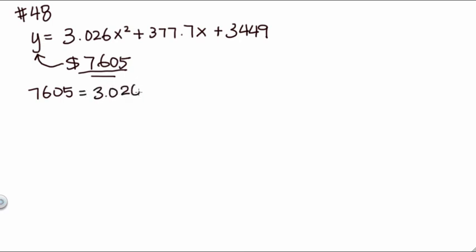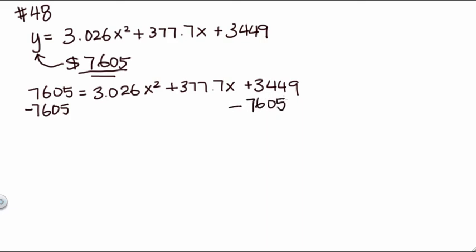So 3.026x squared plus 377.7x plus 3,449. So that's what we have, and we have to solve for x because x is the number of years since 2000. So the first step is going to be subtracting out 7,605 because we want it in the standard form of a quadratic equation.